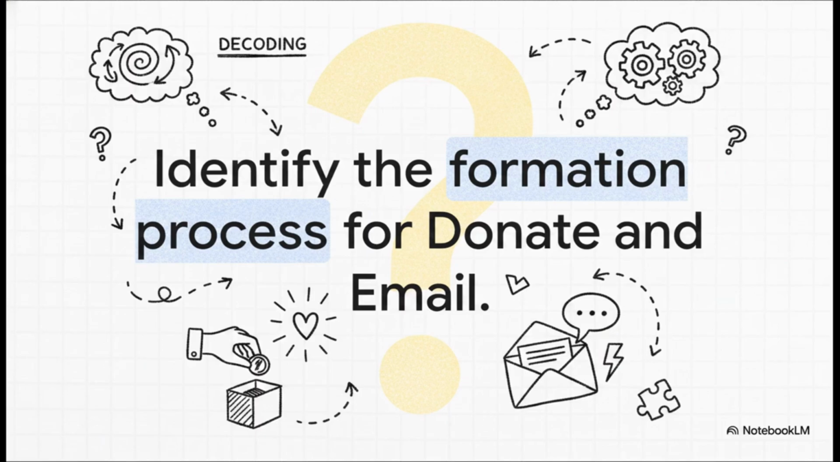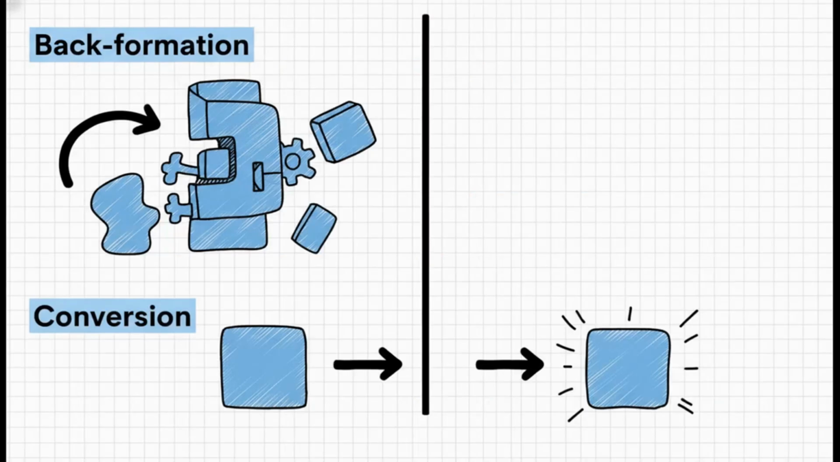Let's try two more. Pause the explainer again and test out your advanced decoding skills. Can you figure out what processes created the word donate and the verb form of email? And here are the solutions. Donate is a back formation. It's been physically sculpted backward from the noun donation. And email? Well, when you use it as an action, it's a conversion. That's a super efficient functional shift going from a noun straight into a verb without changing a single letter.